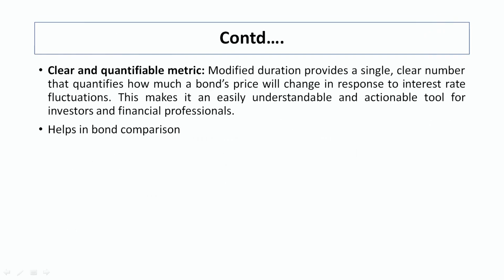Then next is a clear and quantifiable metric. Modified duration provides us a clear and simple explanation of how the interest rate is affecting the bond prices. So, it makes it easier to understand and take actionable decisions at that point of time if it is affecting the position of the investor.